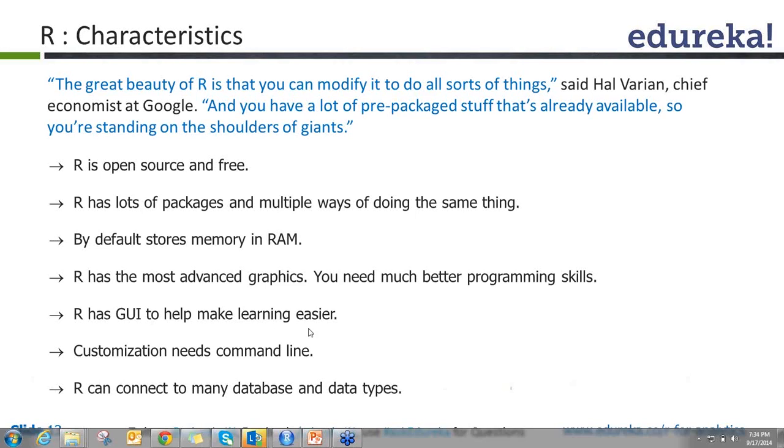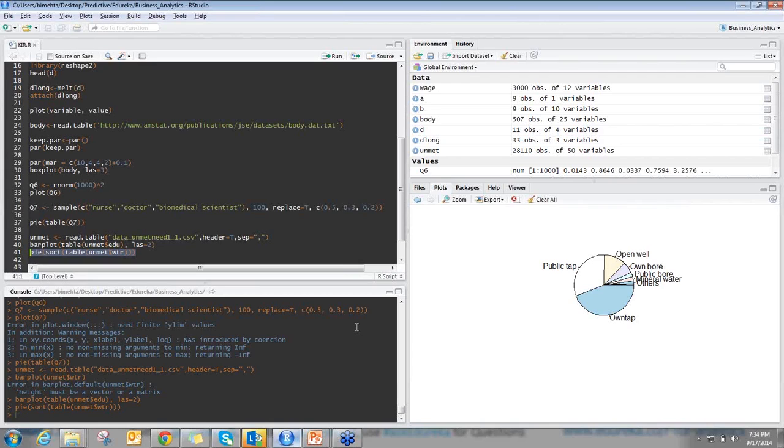As I said, R has a GUI to help make learning easier. The GUI is like this that you see on my screen. This is called RStudio. So this is a GUI basically. Now RStudio is available. Then Revolution Analytics has its own product. So a GUI makes it much easier to work with, instead of working on the console.